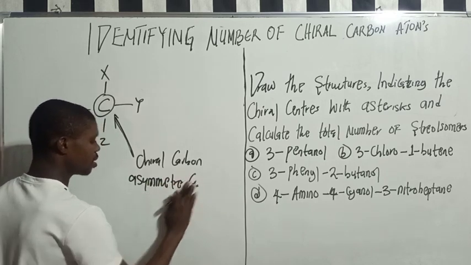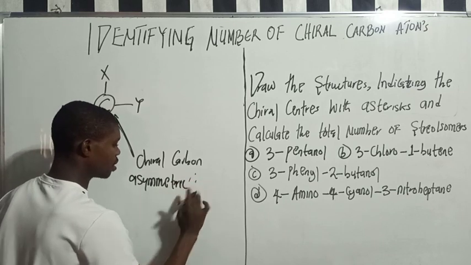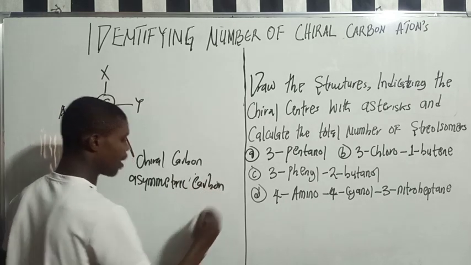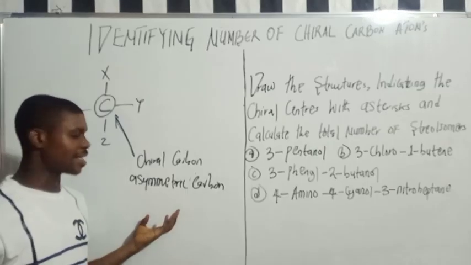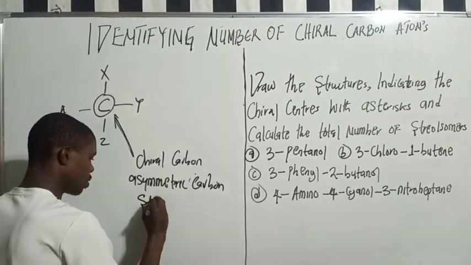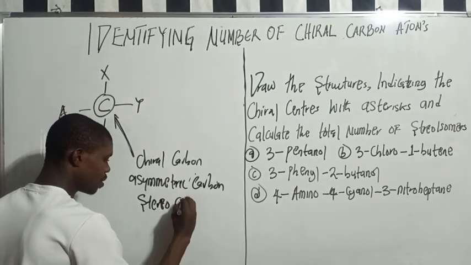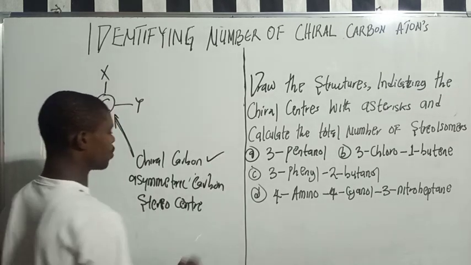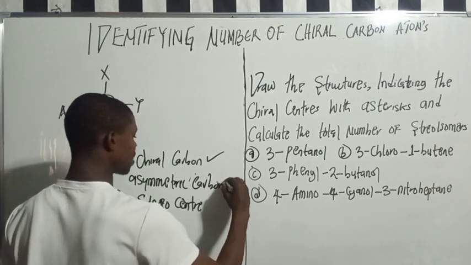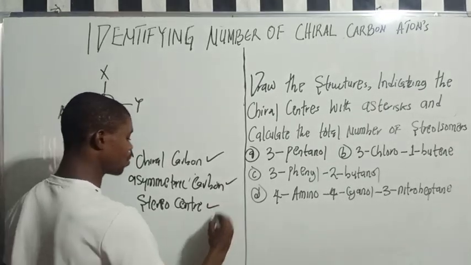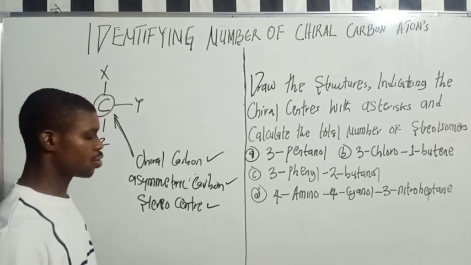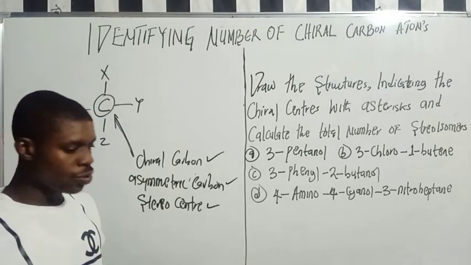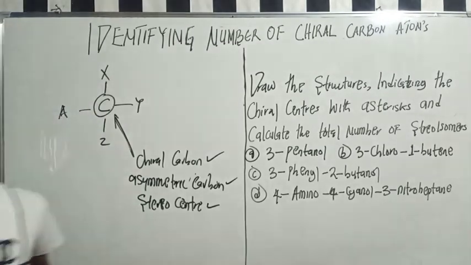Or you can say asymmetric carbon, or you can say stereo center. They always say it can be a chiral carbon or chiral center, asymmetric carbon or asymmetric center, or stereo center, whichever way you want to call it, or the way they put it in the exam.